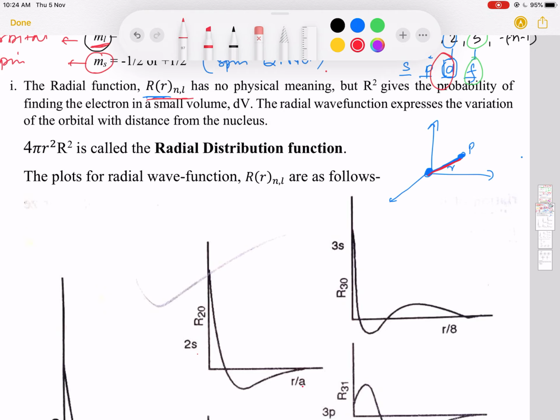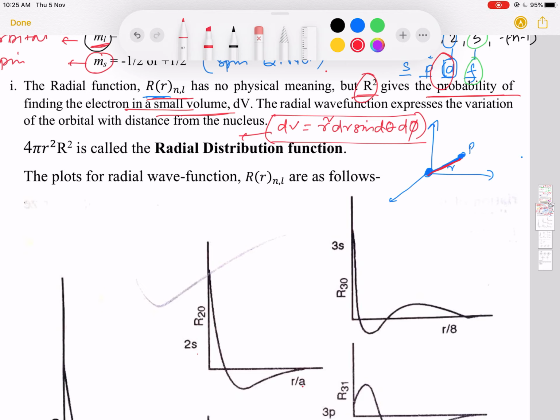But if we take r square, if we square the radius, it will give us the probability of finding the electron in a small volume, say dV. And the volume element will be given as dV equals r square dr sine theta d theta d phi. This is the expression for volume, the volume element in polar coordinates, and r square will give you the probability.